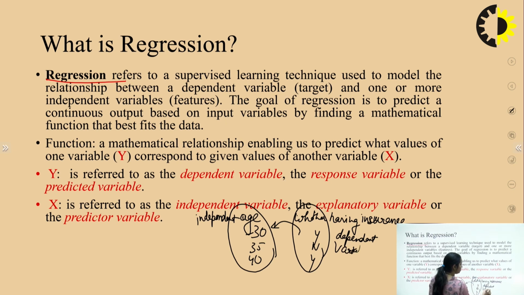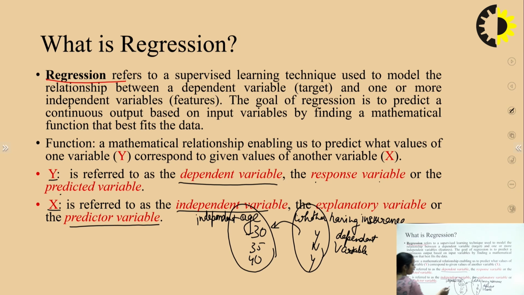I hope by this we have understood what is a dependent variable and what is an independent variable. So in such a case, y we are calling the dependent variable, the response variable or the predicted variable, and x is referred to as the independent variable. The explanatory variable also it is called, that is the predictor variable. So based on these independent variables, the dependent variables are dependent, and we are predicting this.